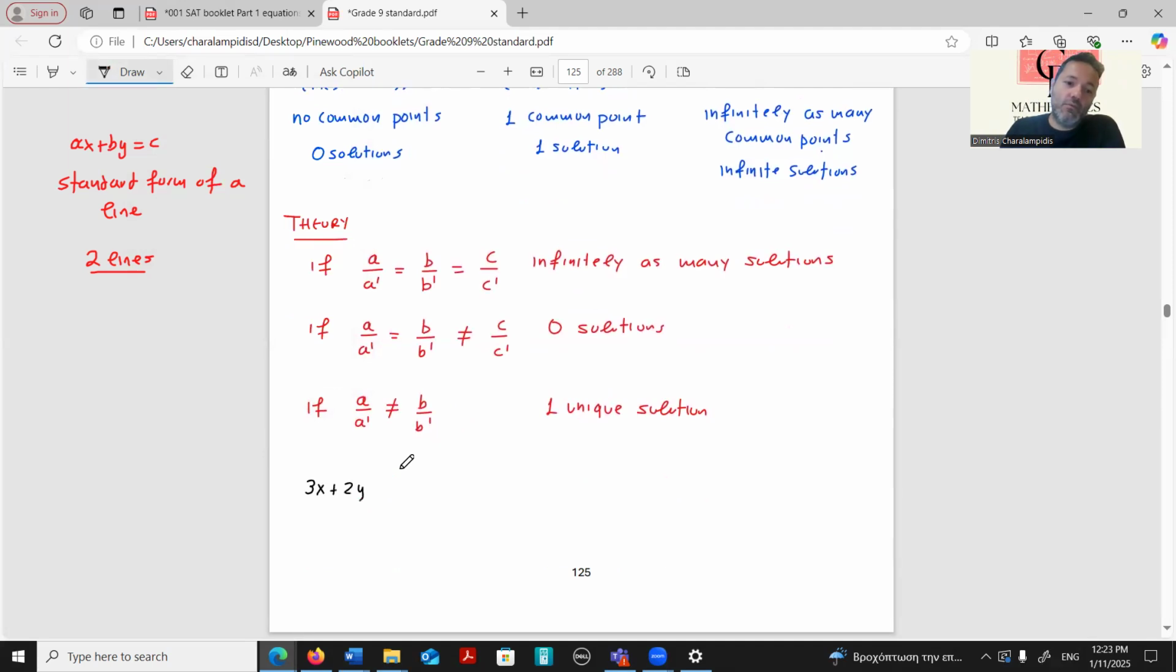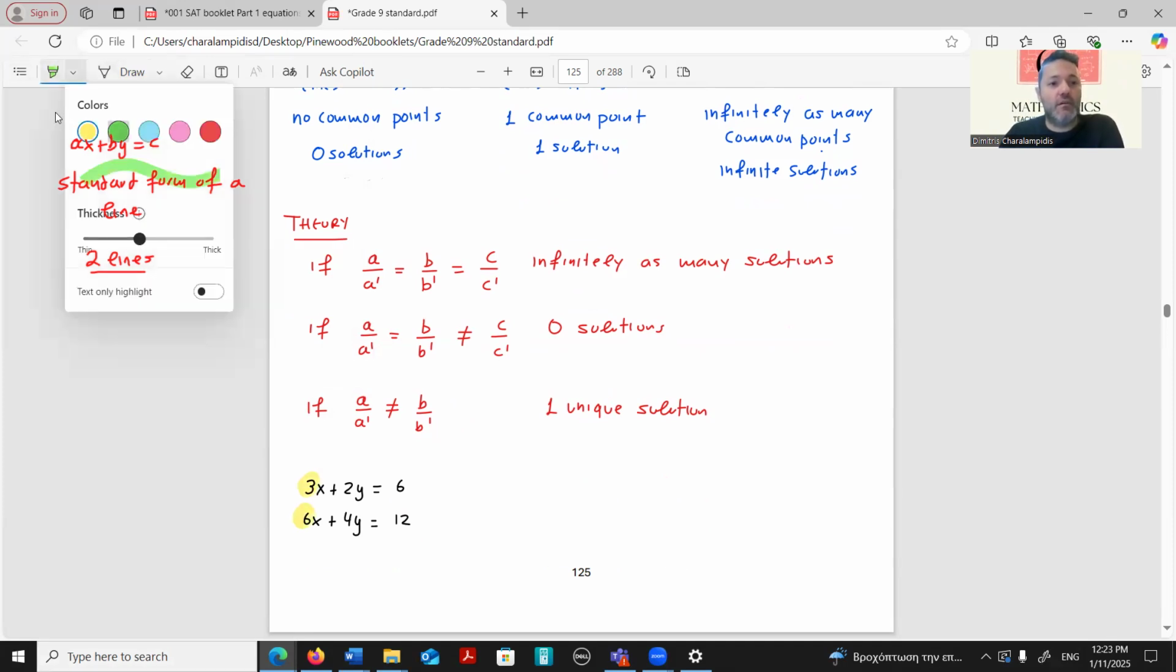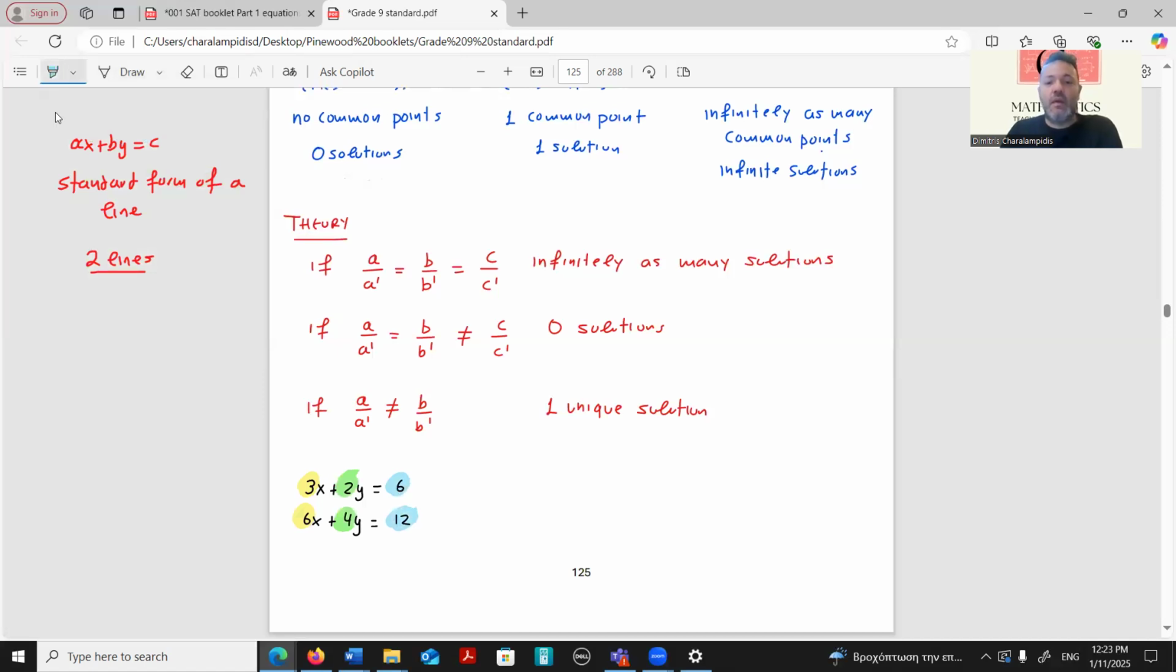3x plus 2y equals 6. 6x plus 4y equals 12. Let me highlight them again. These are the coefficients of x. These are the coefficients of y. And these are the constant terms. To determine what happens in this case, it's all about the ratios formed.